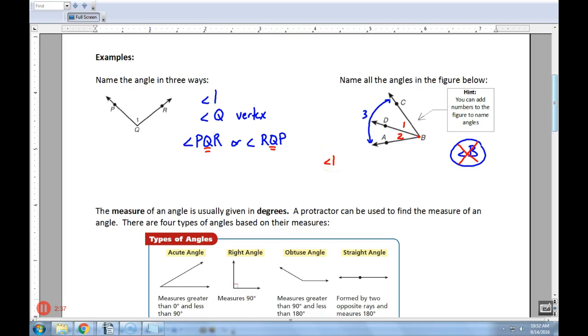So angle 1, I could also write that as angle CBD. I could also reverse the letters. I'm not going to write it down, but I could do DBC. For angle 2, I could call that angle ABD. So angle 2 down here at the bottom, A to B to D. And if I wanted to name angle 3, I just go from one side to the other. This time I'll start at the top, C to B to A. Angle CBA. And of course, I could reverse it and call it ABC. So this is a situation over here where I have to use three letters because there's more than one angle there and it gets confusing.